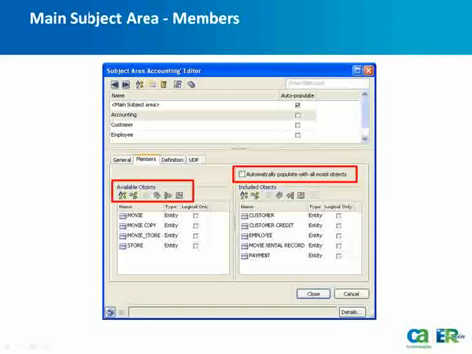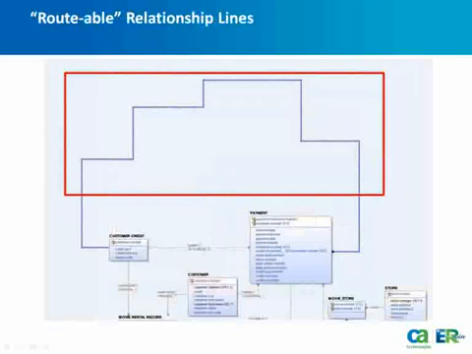If you want your subject area to act as a main subject area, all you need to do is select the automatically populate with all model objects, and all the available objects in the model will be moved into the included objects list and will become part of the subject area, which in a way replicates what we used to call the main subject area. With this approach, we have been able to improve the performance and also reduce the model size.